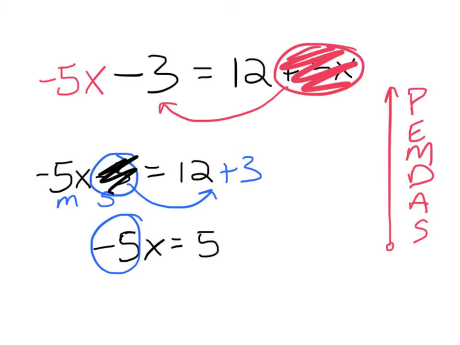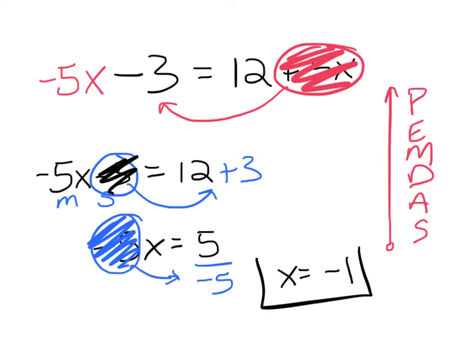Now I've got my multiply by negative 5, and I move that to the other side. If I multiply by negative 5 on the left side, it becomes its inverse, which is divide by negative 5. And that gives me x equals 5 divided by negative 5. Well, x equals, that's good, that's what I want. Now I've got positive 5 divided by negative 5. Positive divided by negative is negative. 5 divided by 5 is 1. X equals negative 1 is the answer.